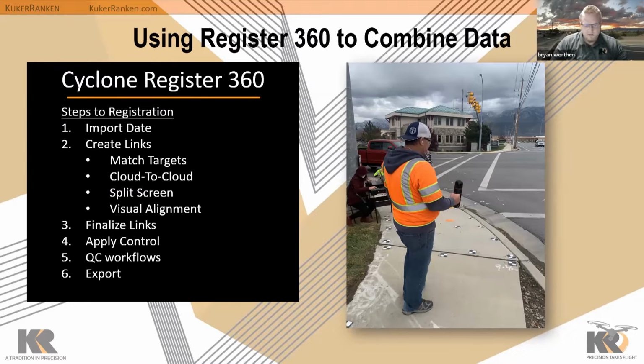There is using targets, matching the targets. There's a cloud to cloud, which is looking at both sets of point clouds and geometry between them to align them. And then there's a split screen, which is where you have one set of data on one side of your screen and another set of data on the other side, and you will click common points between those. And then the last is visual alignment, which is kind of the same thing as split screen, but instead of picking individual points, you're looking at one point cloud in one color and the other point cloud in a different color. And we're just visually going to look for the geometry that's best.